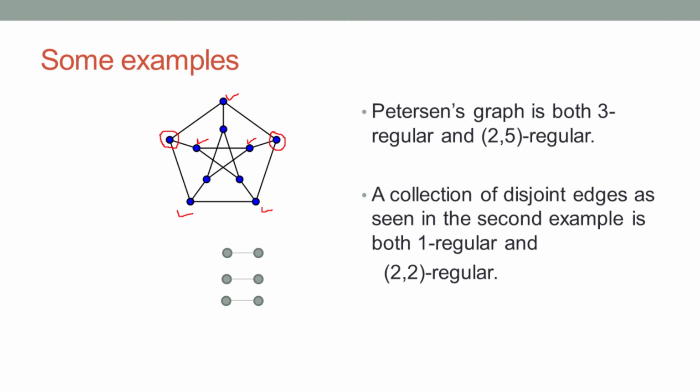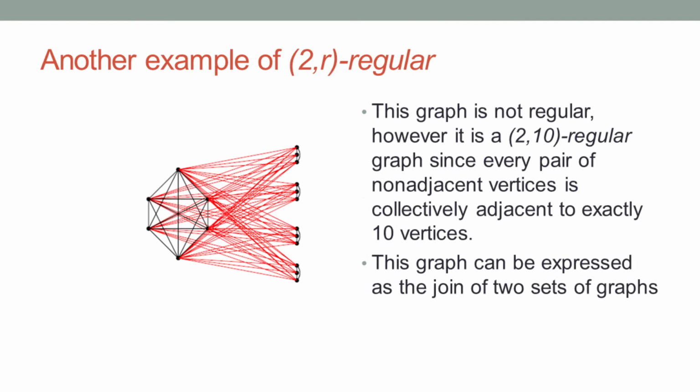So in that sense, we've generalized regularity. So Petersen's graph is 3-regular. It is also 2,5-regular. If we change the size of t and ask is it t-r regular, then that answer is no. Let's look at another example where we have a 2-r regular graph, a very simple example. We have a 2,2-regular graph, because if you take an independent pair, then they are collectively adjacent to 2 vertices. Now here's another example of a graph that's 2-r regular.